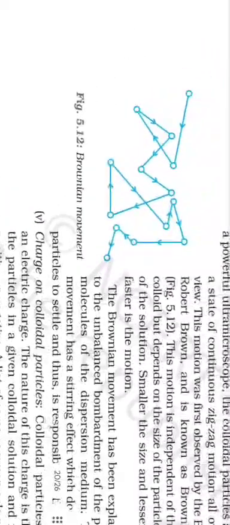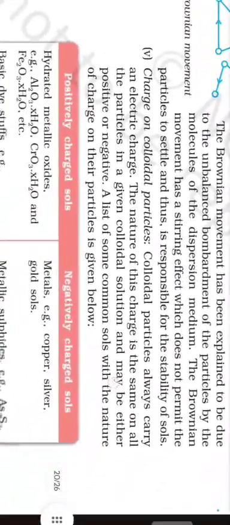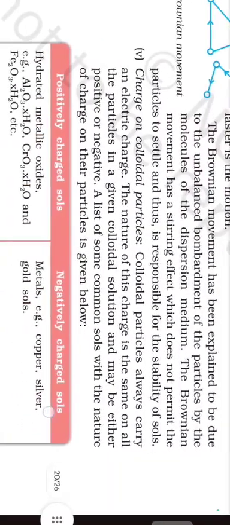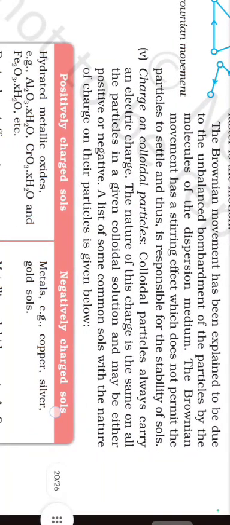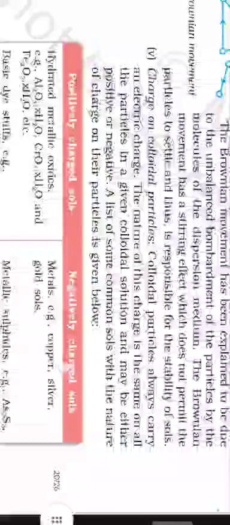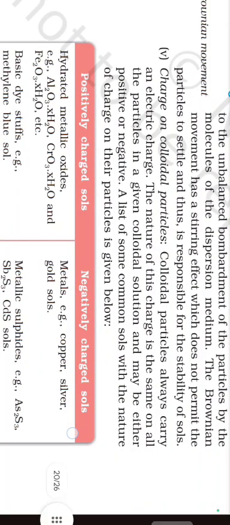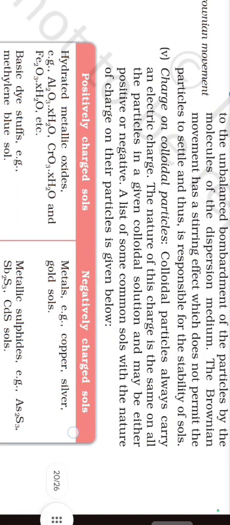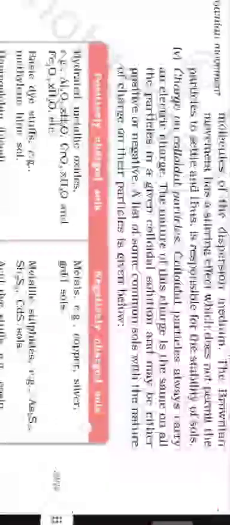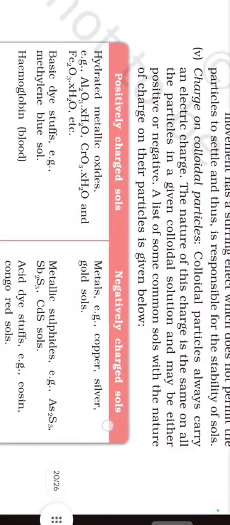Figure 5.12, Brownian motion. The Brownian movement has been explained to be due to the unbalanced bombardment of the particles by the molecules of the dispersion medium. The Brownian movement has a stirring effect which does not permit the particles to settle and thus is responsible for the stability of sols.